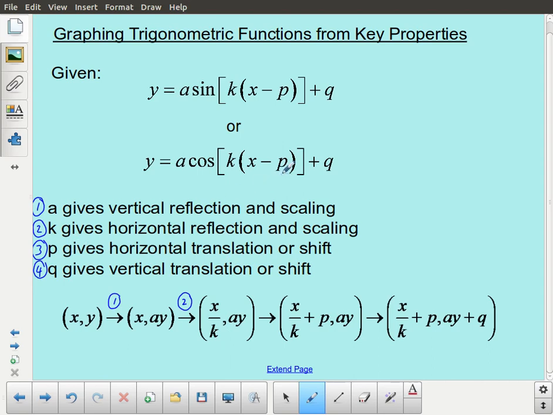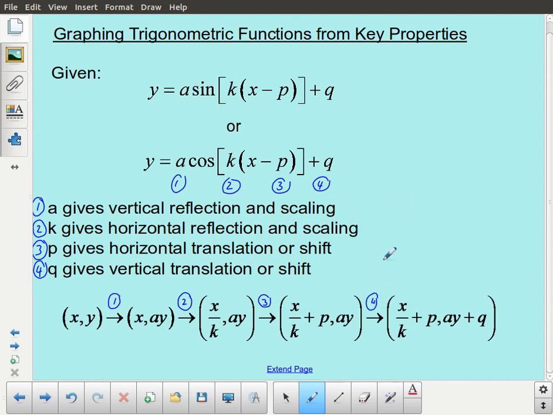Then the p-value, which is the third one. Again, if you read them from left to right, this is the order in which you will encounter them. The p-value is going to give you a shift to the left or right, which is an addition or a subtraction. There's the third transformation. And then the final transformation is a vertical shift up or down. And so that would be the fourth transformation.